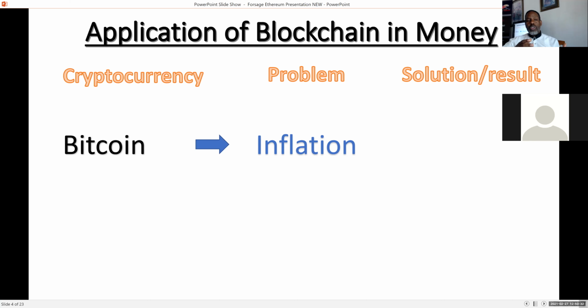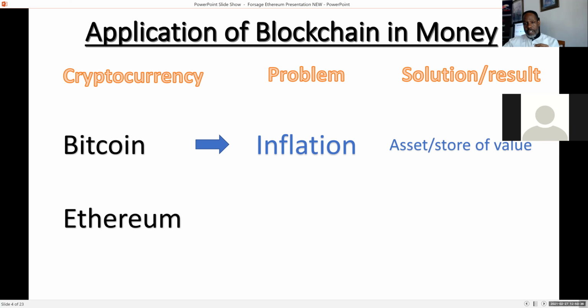So what does that make Bitcoin to be? Bitcoin can be used as an asset or a store of value. Just like land, you can buy a plot of land somewhere, and over time, that plot of land will gain in value. That is exactly what is happening to Bitcoin.